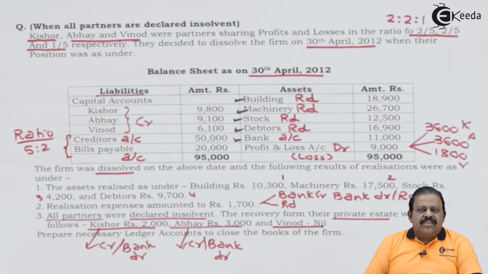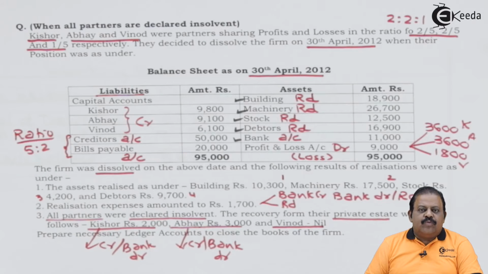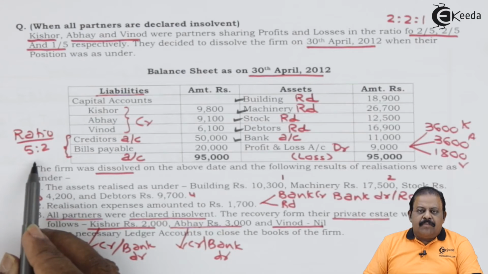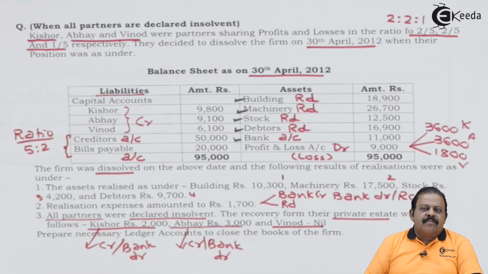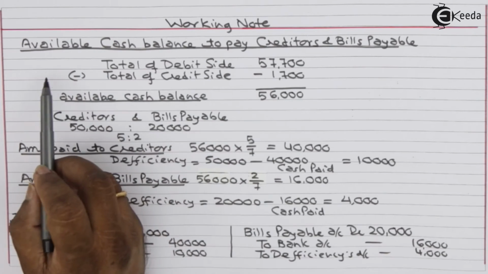Whatever possible amount is we are going to pay, that will be with this available cash balance. Here ratio of creditors and bills payable is 5:2. So in this proportion available cash will be distributed. Balance amount which is unpaid will be transferred to deficiencies account. Let us understand this working note.